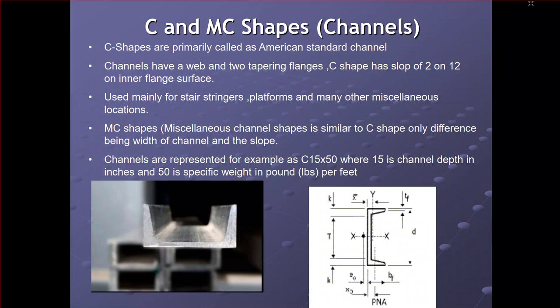MC shapes, miscellaneous channel shapes, are similar to C shapes, the only difference being the width of the channels and the slope. Channels are represented, for example, as C15 x 50, so 15 is depth and 50 is weight. This is a 3D one and this is a 2D one. There are two flanges and one web here. Just look at that.